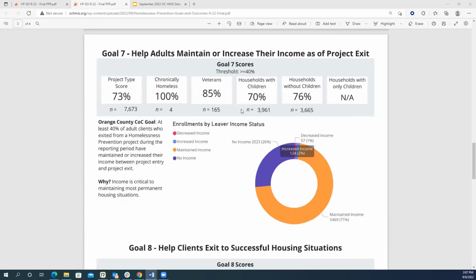So goal 7, it's the same data, but looking at exited clients. You can see it's fairly consistent again across the different subpopulations, except for chronically homeless, which is a very small number and kind of an outlier. But about 75% either maintained or increased their income, which is great. But we do have a good quarter of the clients that had no income at entry and exit.